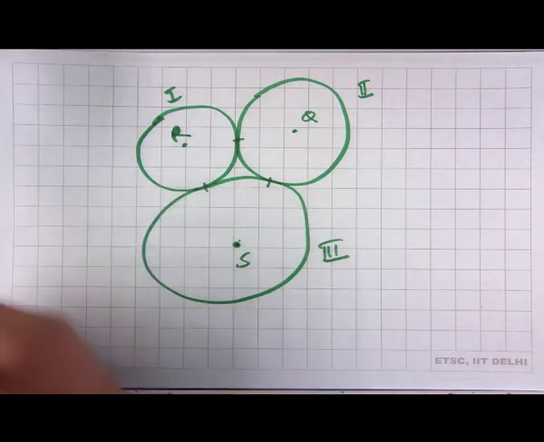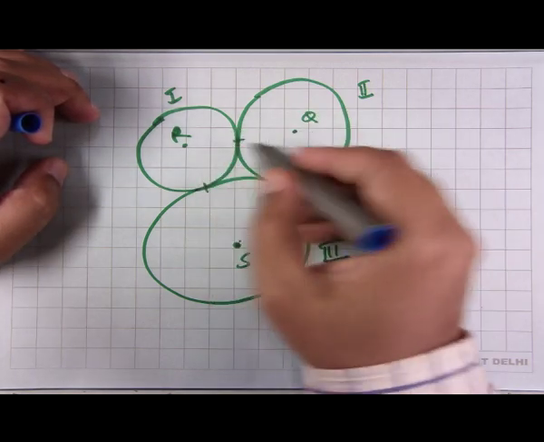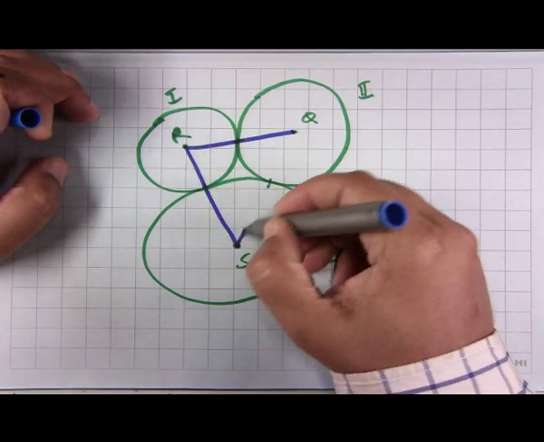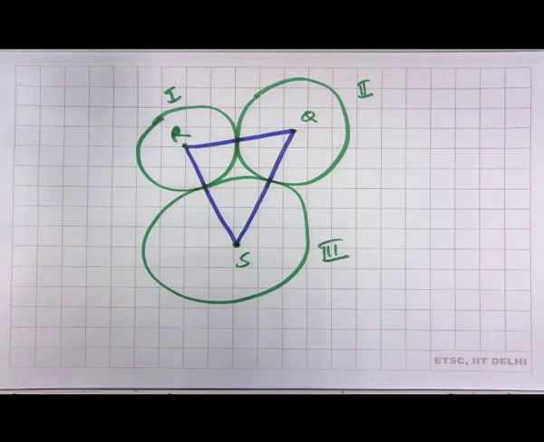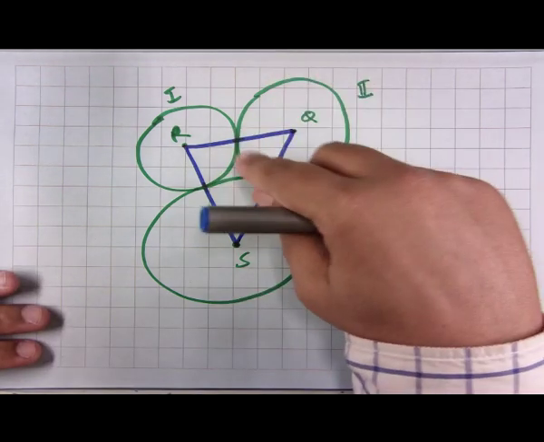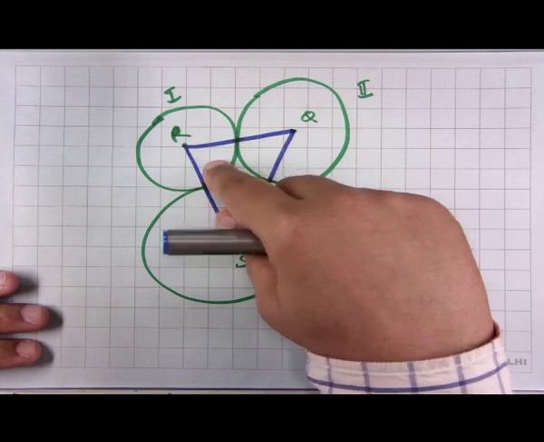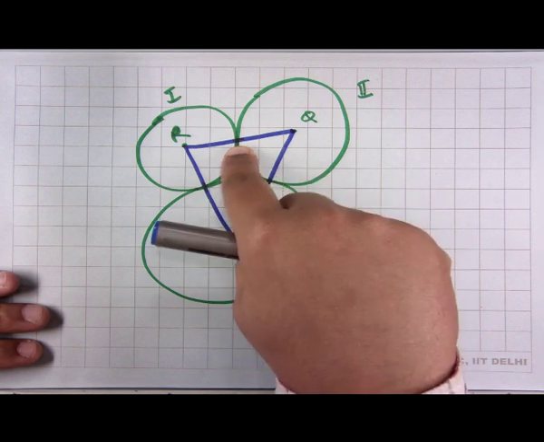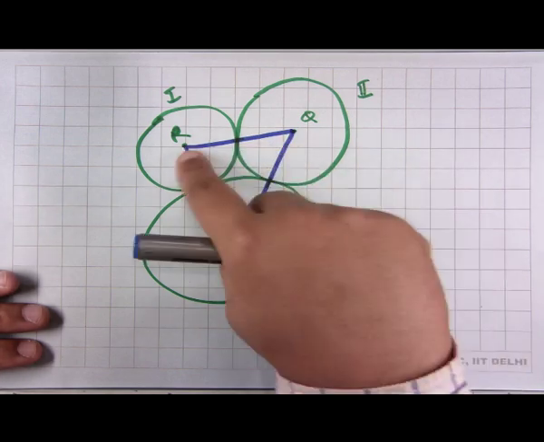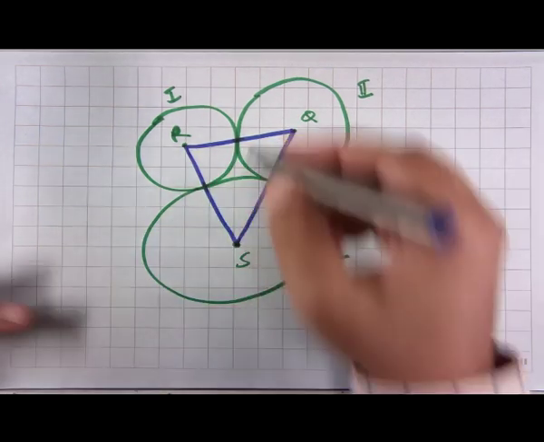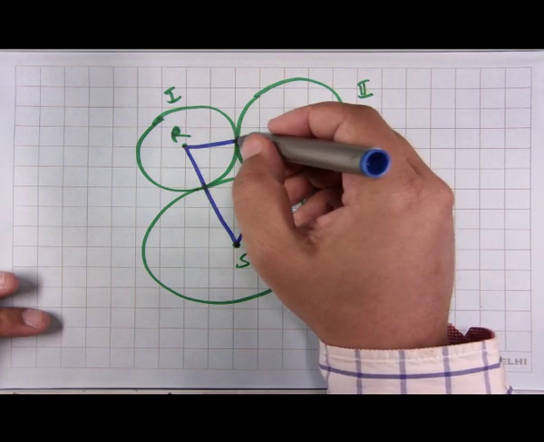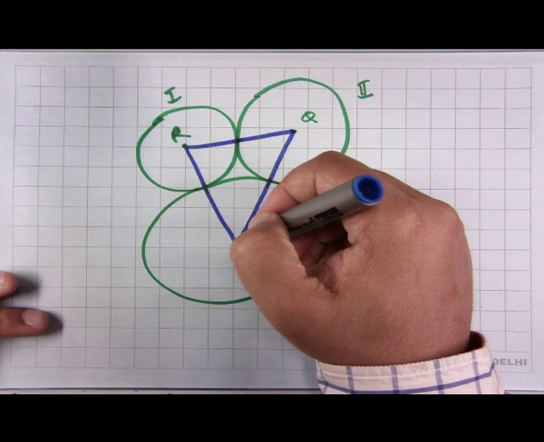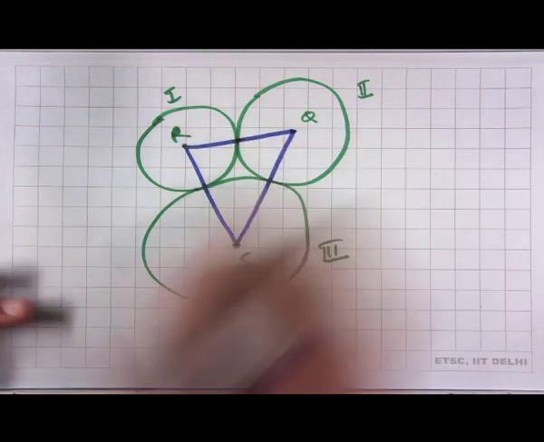Let us join these centers by straight line segments. Of course, from high school geometry we know that when two circles touch externally at a point, then that point must lie on the straight line joining the two centers. Therefore, the point of contact of the two circles is on this straight line segment RQ, and the same is true for the other line segments RS and SQ.